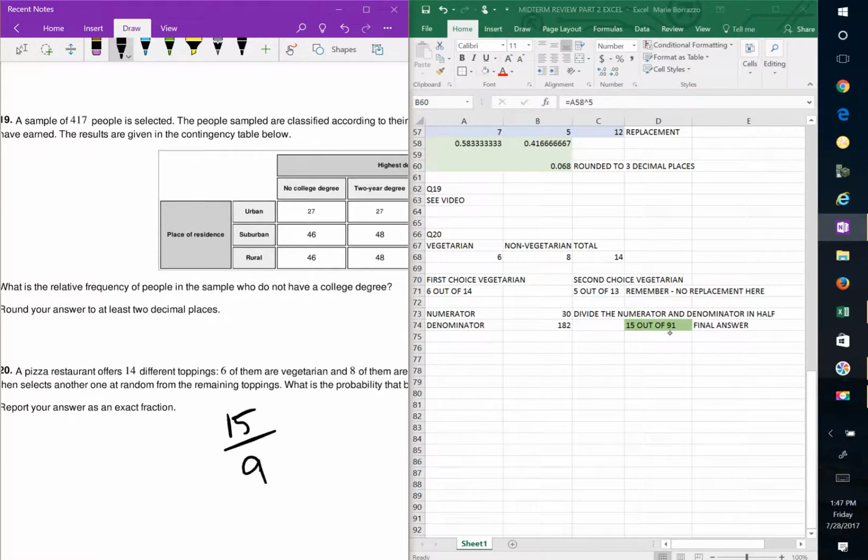15 out of 91. So in essence, you're starting off with 6 out of 14 in your first selection of toppings. Once I've used my toppings, I'm down to 13 toppings, and I've already used one of these, so I'm down to 5. That's where I get the 30. 6 times 5 is 30, and 14 times 13, 182. Again, my reasoning for dividing by 2 is these are both even numbers, so I figured if I divide 30 by 2, I get 15, and this gives me 91, prime number, I'm good.